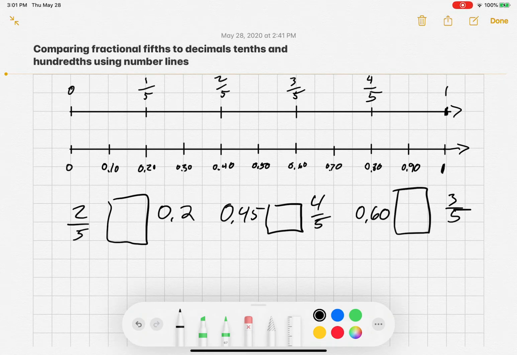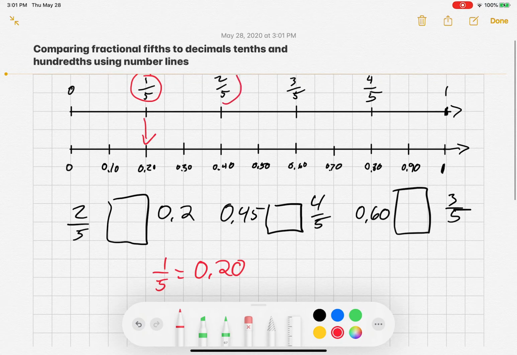Okay, so we're comparing fractional fifths to decimal tenths and hundredths on the number line now, and it makes it so clear to me anyways. If we're looking at the number line, the top line divided into fractions, the bottom line divided into hundredths, and I'm looking at what 1/5 would be equal to on the number line when they're lined up perfectly, it makes it so clear. So 1/5 is equal to 0.20.